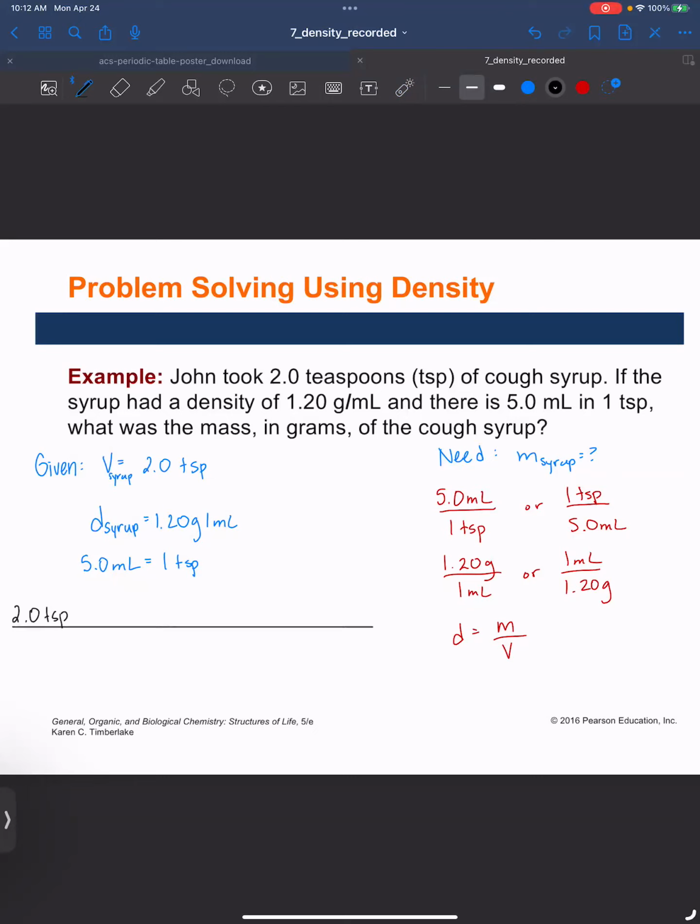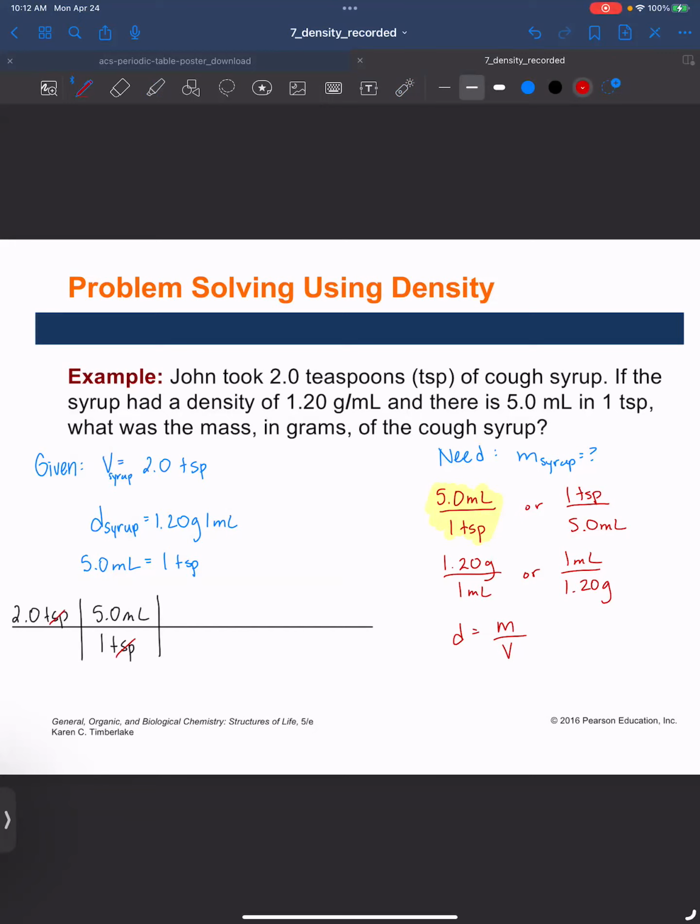So draw your ladder here. Remember, our point is to cancel out units. Eventually we want to be in grams, but if I want to cancel out teaspoons, which conversion factor would you want to use over here? Excellent. You'd want to use that first conversion factor, which has 5 milliliters on top and 1 teaspoon down below. So teaspoons of the cough syrup cancel out, and now we're in milliliters of the syrup.